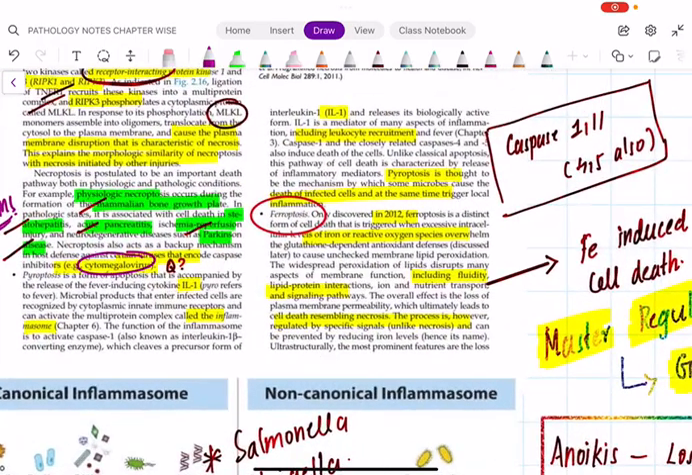Then coming into pyroptosis. Pyro means what? Fever. So this pathway is going to finally produce fever.